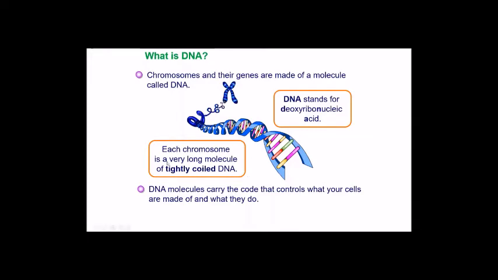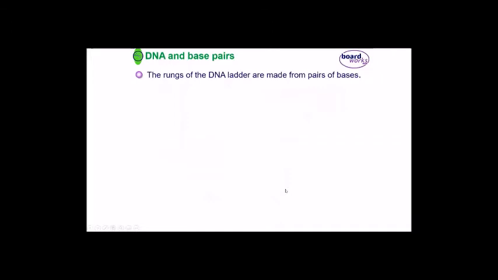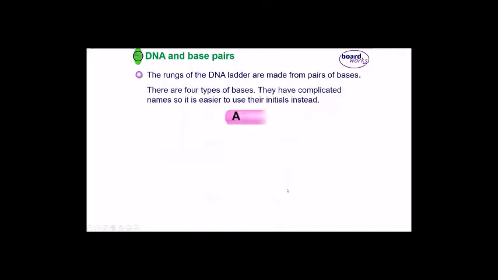Okay, so it's a code that is the instructions for you as a human, for a banana as a banana, for a giraffe as a giraffe. Every living thing has got this code that makes them all unique. Now, we've got this ladder and we have 4 types of bases. They're called base pairs.